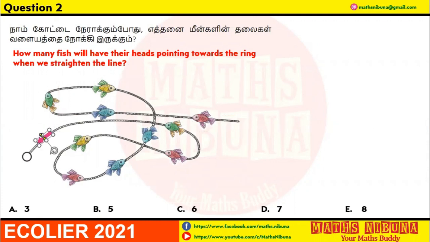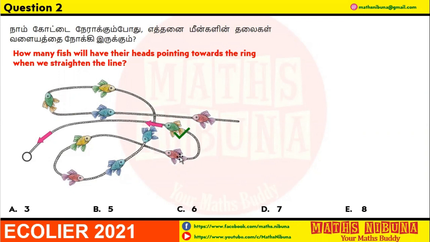So we just see, the first fish here. When you move from here up to here, this fish's head is towards the ring. Correct. That means number 1 is a possible answer. This one, okay, correct. And then we go some more. Here, we are coming from the ring. Go from the ring. The head is towards the ring.